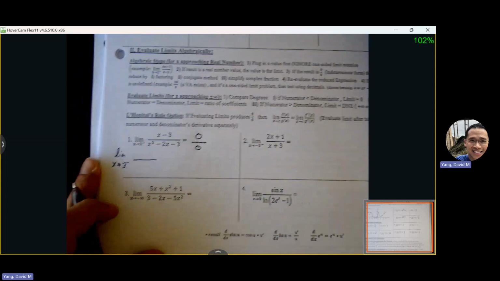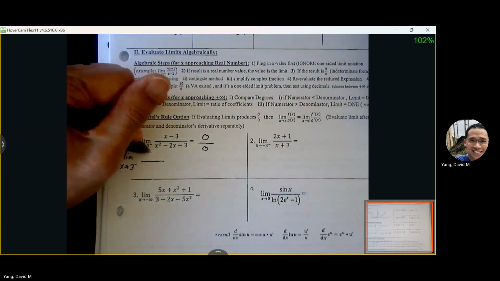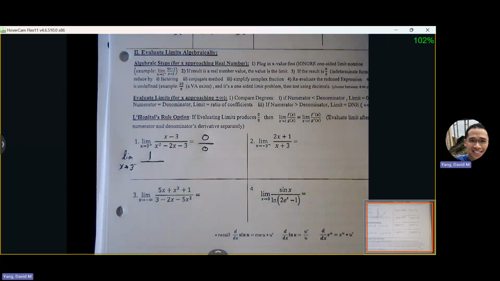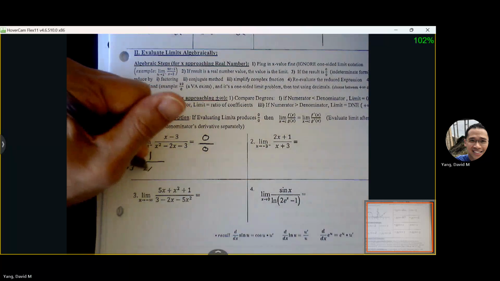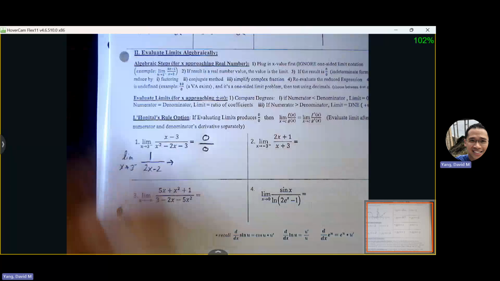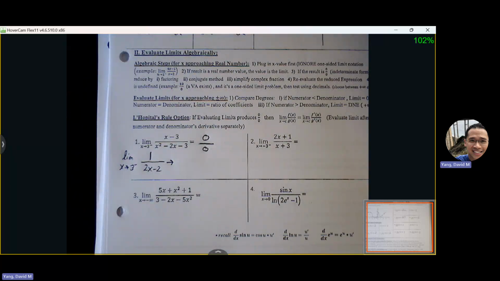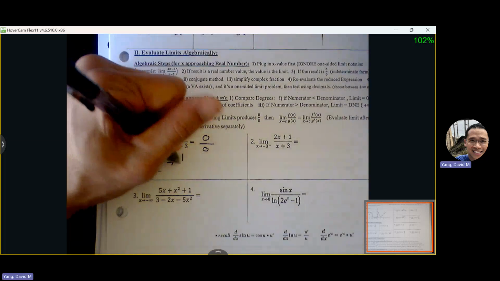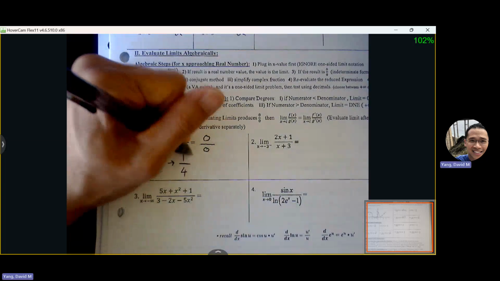So the numerator's derivative is what? 1. Denominator is 2x minus 2. Now we can reevaluate. Again, no decimals, right? Just the integer value. And we get what? 1 over 4. That's a real number. That's our limit.